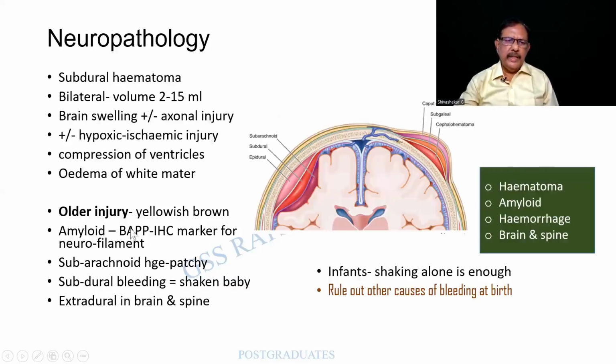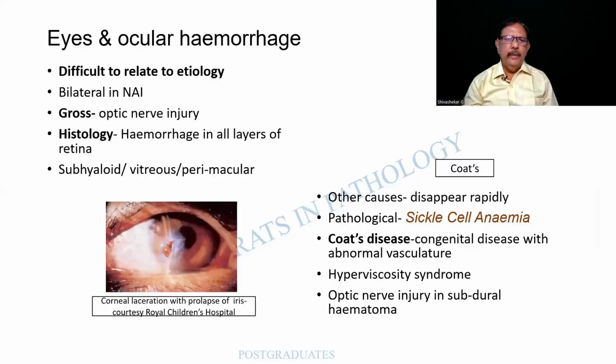And as a pathologist, there can be an older injury and a newer injury, deposit of some material such as amyloid. And hemorrhage can be in multiple sites, as shown in this particular one: subarachnoid, subdural, epidural, etc. So the key words that you people will have to remember will be the hematoma, the amyloid, the hemorrhage, the brain, and the spine. And always we'll have to rule out the other causes for hemorrhage. The eyes and the ocular hemorrhage, it is difficult to relate to the etiology.